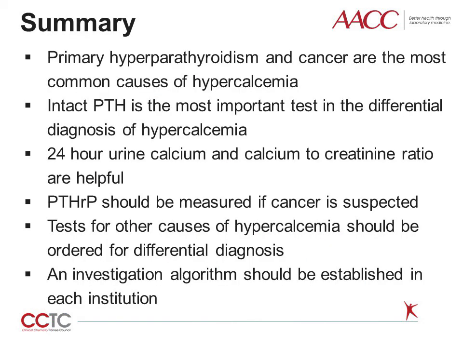In summary, primary hyperparathyroidism and cancer are the most common causes of hypercalcemia. Intact PTH is the most important test in the differential diagnosis of hypercalcemia. A 24-hour urine calcium and calcium to creatinine ratio are helpful. PTH-RP should be measured if cancer is suspected. Tests for other causes of hypercalcemia should be ordered for differential diagnosis, and investigation algorithms should be established in each institution.